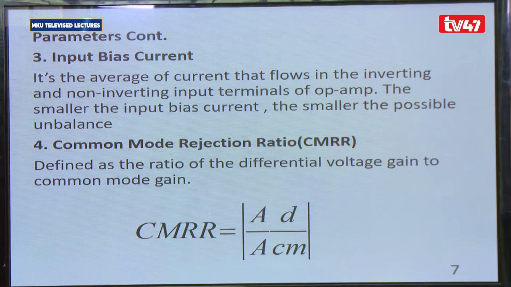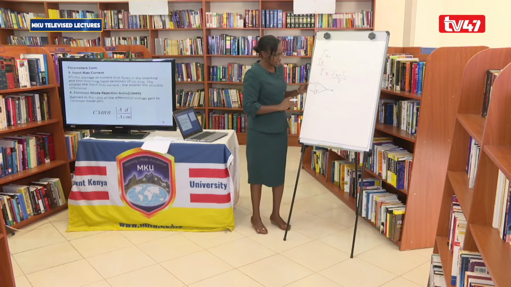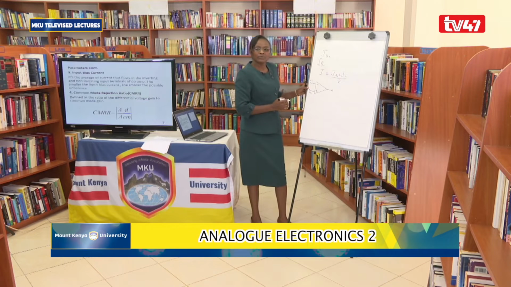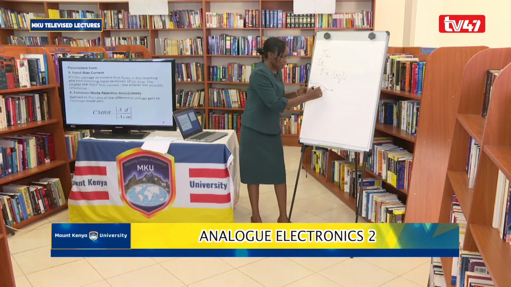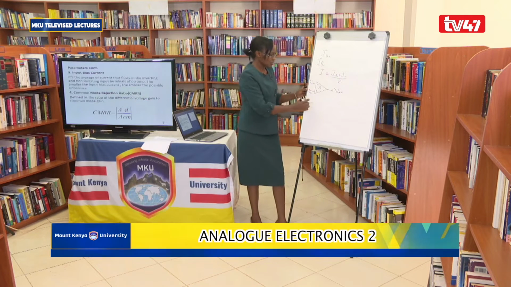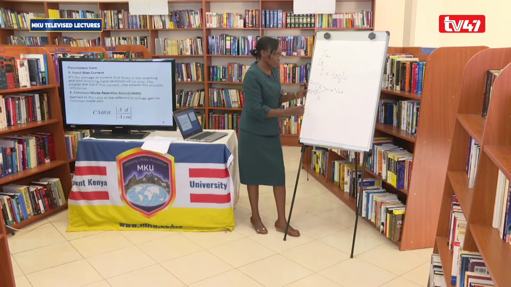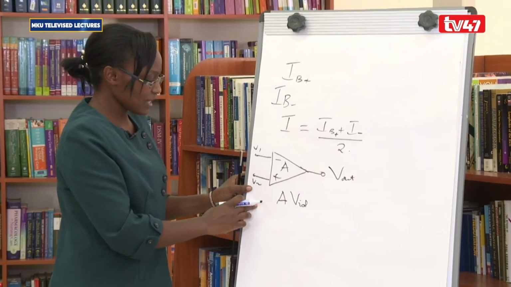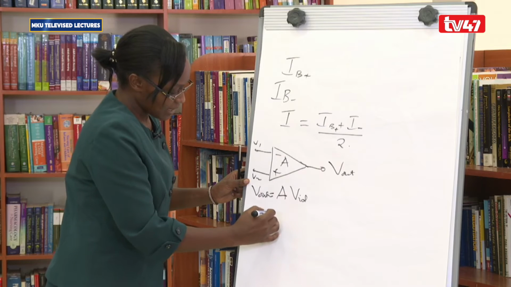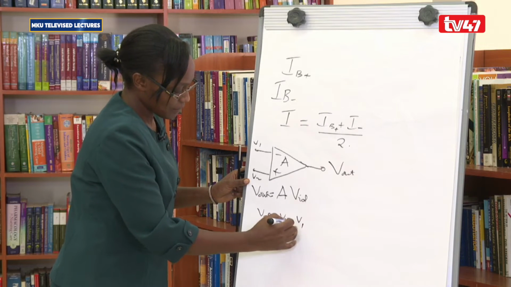Now, when we are talking about differential gain, this is our op-amp symbol with the inverting and non-inverting inputs. We have V1, V2, and if the amplifier gain is A, then our output voltage is equal to the gain multiplied by VID, whereby our VID is equal to V2 minus V1.